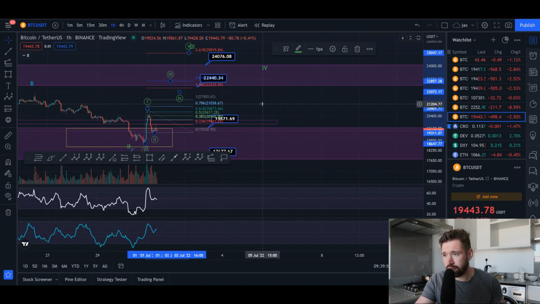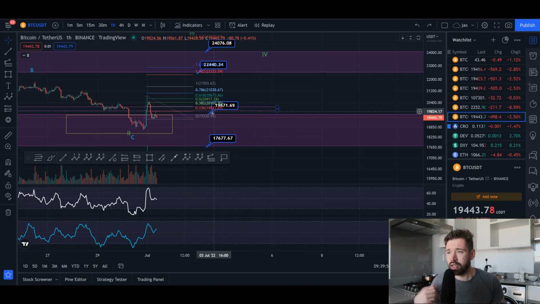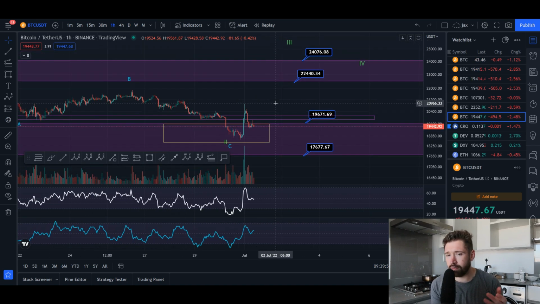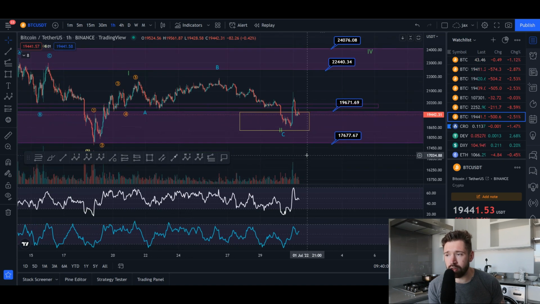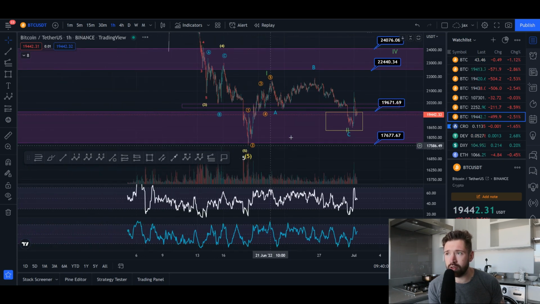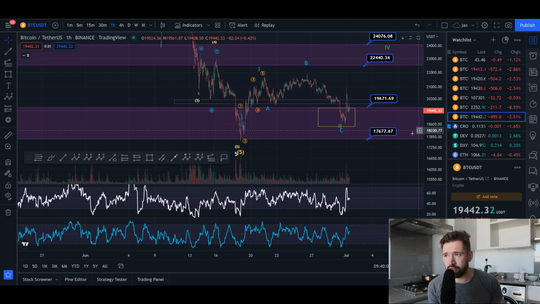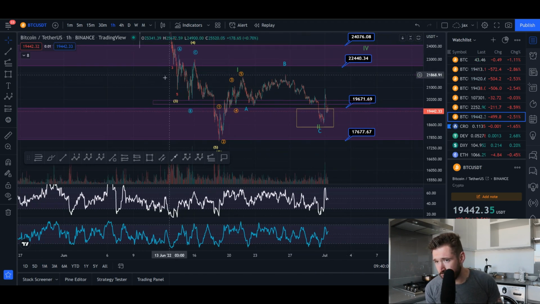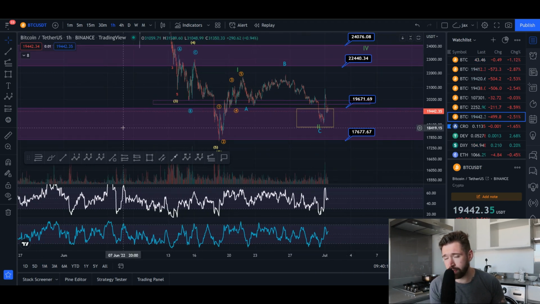Some of the alts are kind of telling me that may not play out, as they've already invalidated their 5-wave move to the upside. So the bear scenario: we come down, we lose this low, we come all the way down and we lose 17K. And we start to come down to that 11 to 14K price target, possibly 10K, worst case scenario.